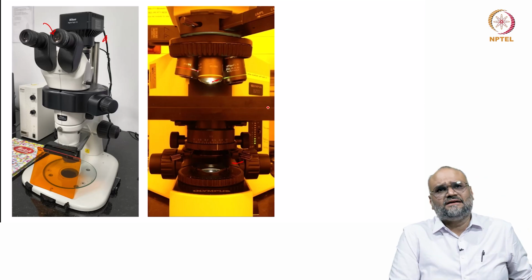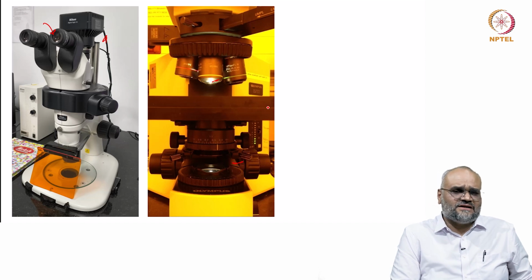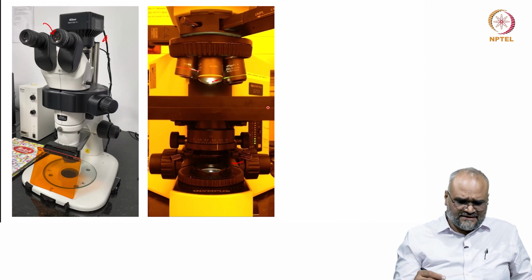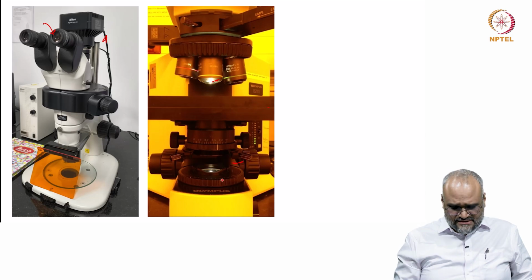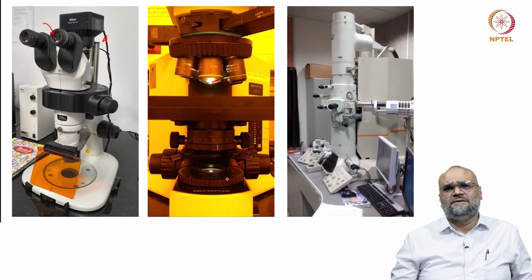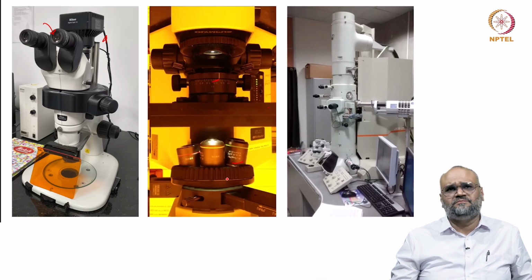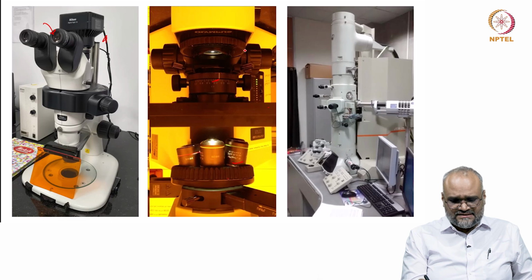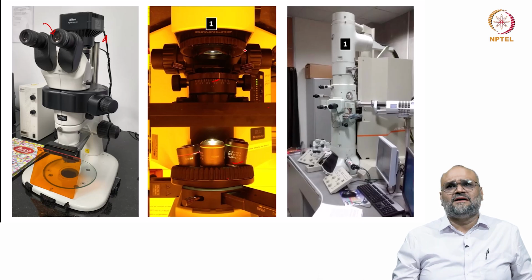But more importantly, when you are operating this in transmission mode, that is when you are using transparent specimens, if I turn this upside down, so if the source here is on the bottom, but if I visualize this by turning it upside down and I draw a comparison with electron microscope, the source here is at the top and it is indicated by the number 1.